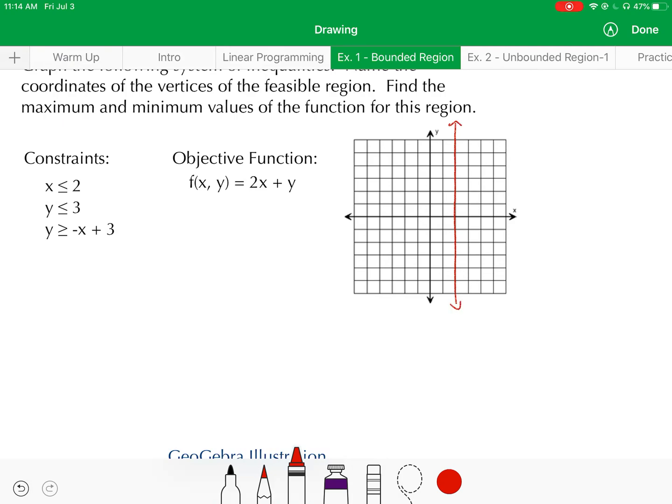And for that, I would be shading to the left of it, where all points are going to have x-coordinates smaller than 2. I'm not actually going to do the shading right now, though, because it'll get a little busy. The next constraint is y less than or equal to 3. That would have a horizontal boundary line, and I would be shading below that. And then finally, the last constraint has a y-intercept of 3 and a slope of -1.